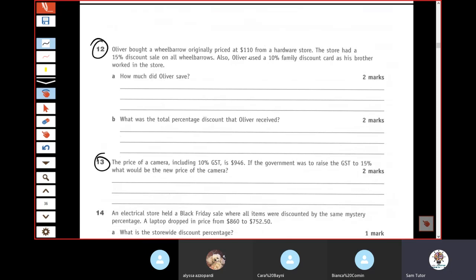Oliver bought a wheelbarrow. Yep, I feel like you guys can do this one. Just be careful with it, and I'll give you a few minutes to try that out now.